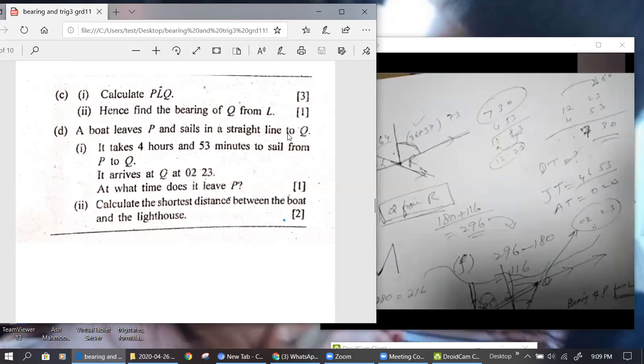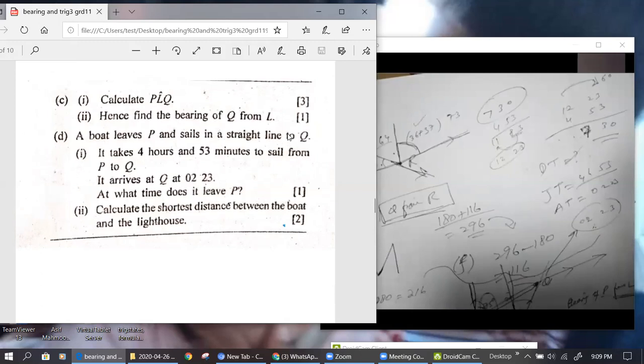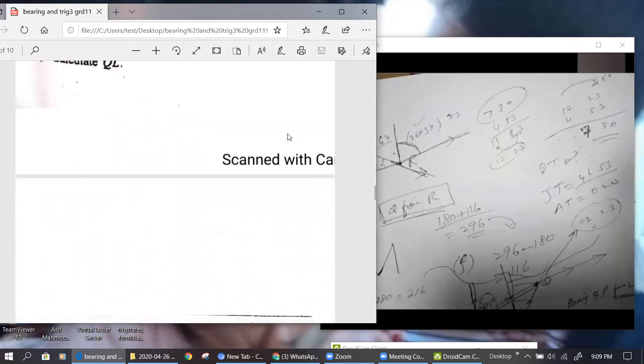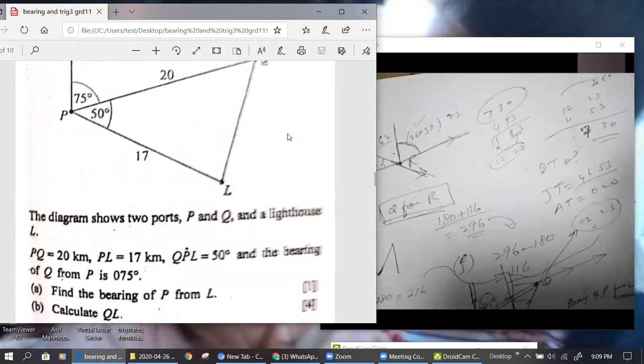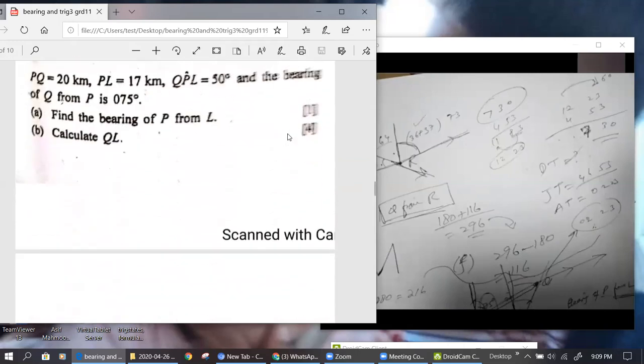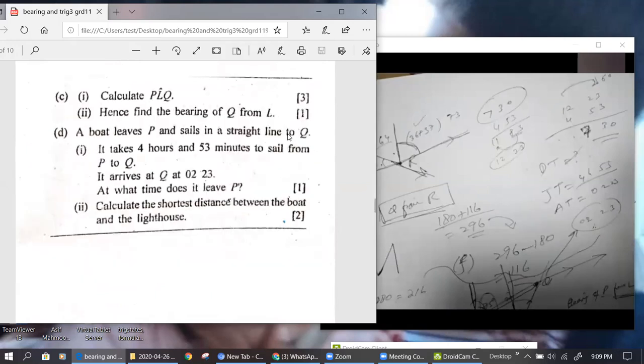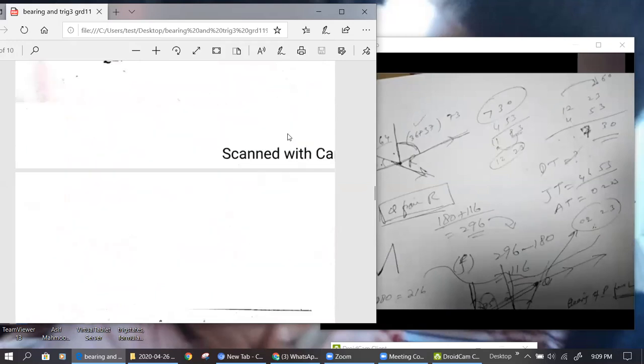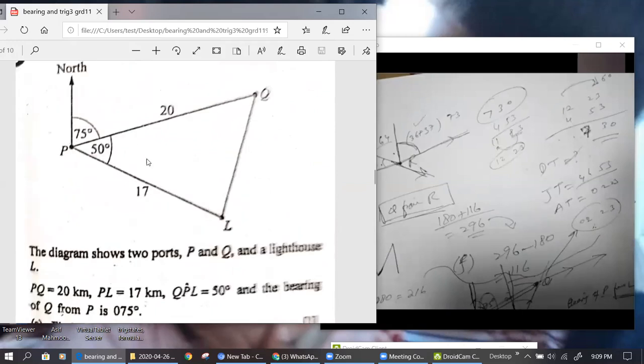Okay, next thing is to find the shortest distance. This is the last part. Find the shortest distance between the boat and the lighthouse. Now see, I am showing the figure again. Lighthouse L, the shortest distance from P to the lighthouse. They ask to calculate the shortest distance from boat to lighthouse. Boat is this and lighthouse is this. So what will be the shortest distance? The shortest distance always makes 90 degrees. So a line will go over here and make 90 degrees. This I need to calculate.